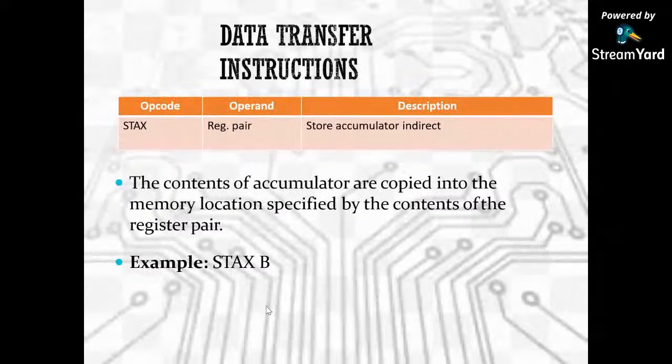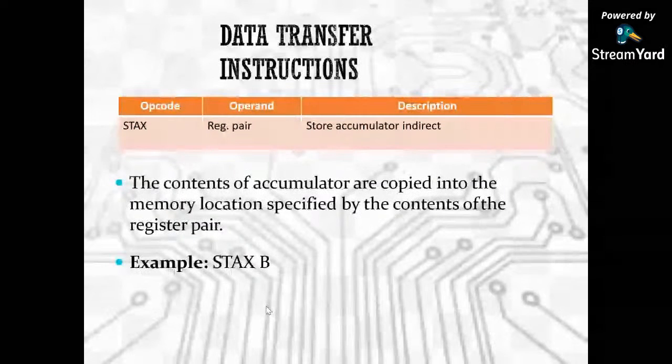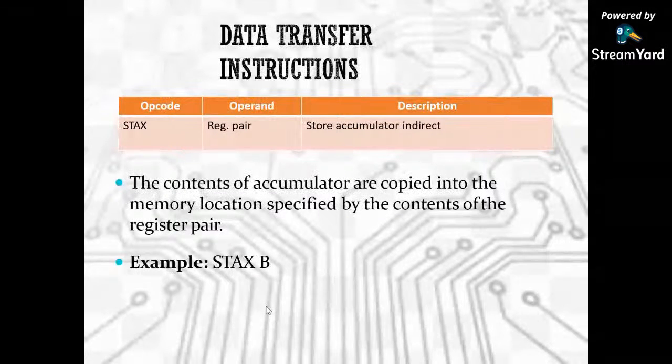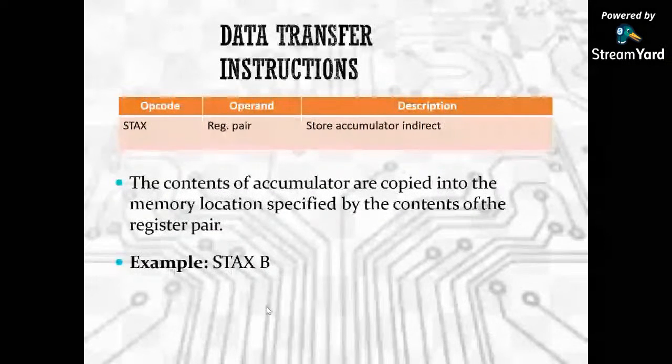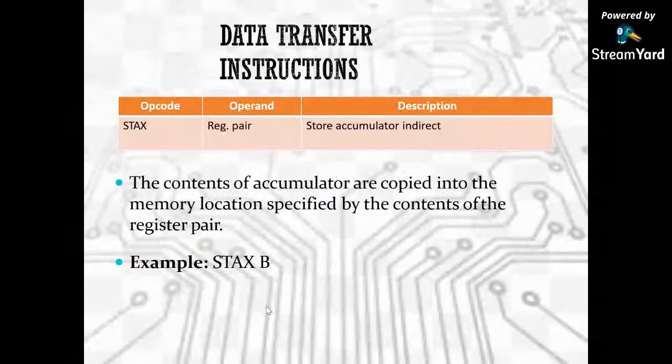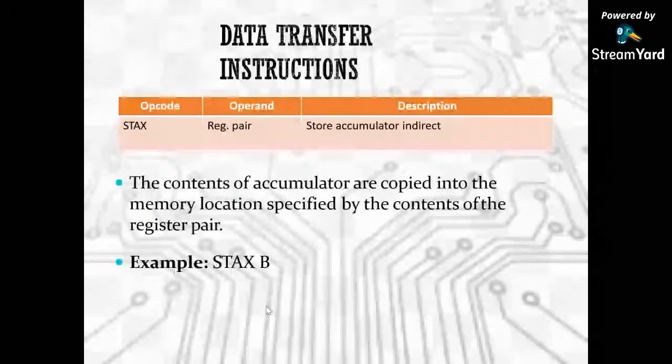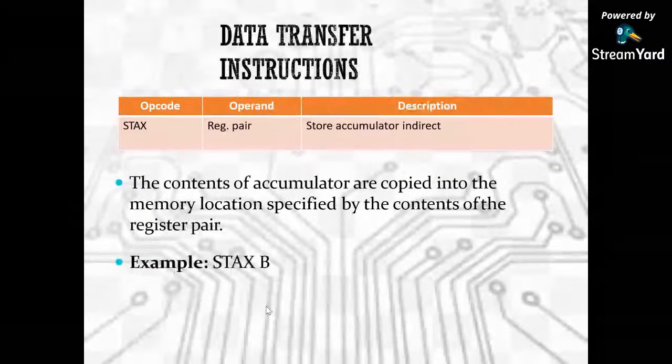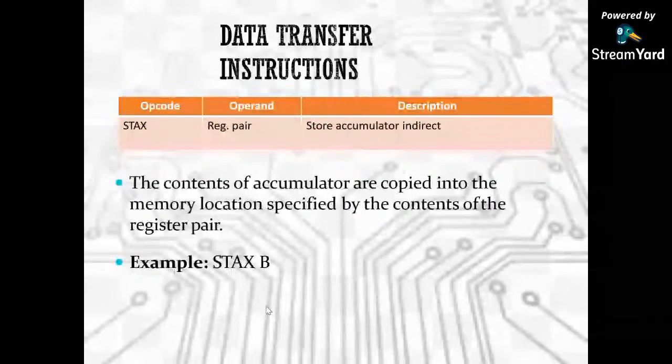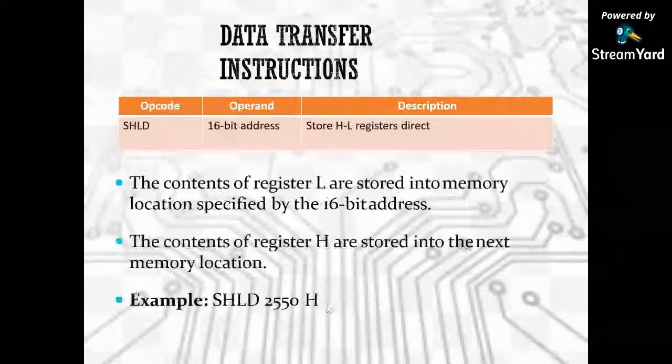Lalu juga store accumulator tapi indirect. Nah, terus caranya gimana? Konten dari accumulator ini dikopikan ke memori lokasi yang spesifik. Jadi spesifiknya itu adanya di mana, yang ditunjuk oleh register pair. Misalkan B dan C register pair, seperti itu.